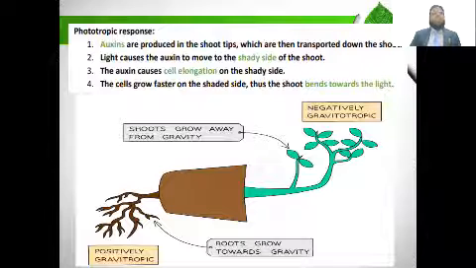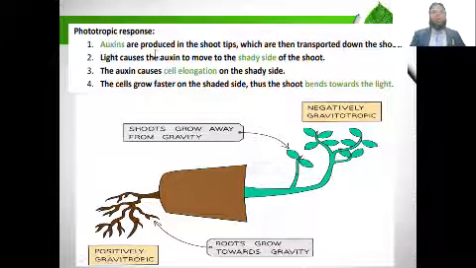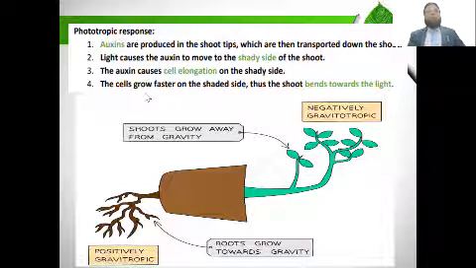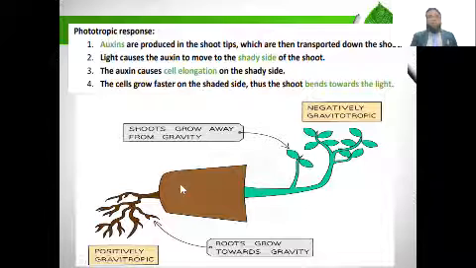As you can see here, in the phototropic response, auxins are produced in the shoot tip and then transported down. The light causes the auxins to move to the shady side of the shoot. The auxin causes cell elongation on the shady side. The cells grow faster on the shaded side, so the shoot bends towards the light. As you can see in the diagram, the shoot shows negative gravitropism but positive phototropism.